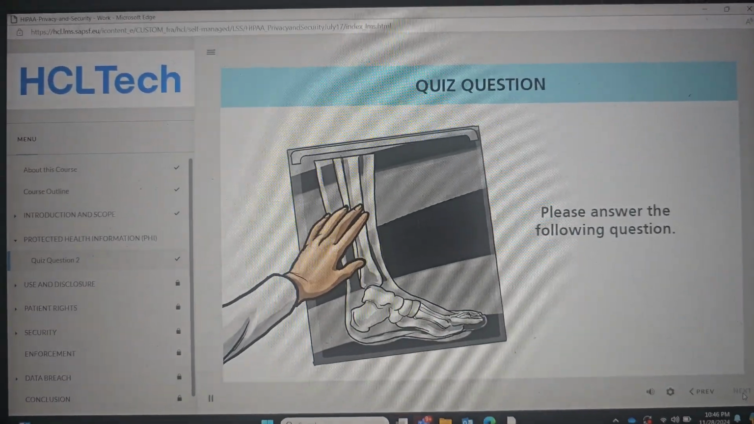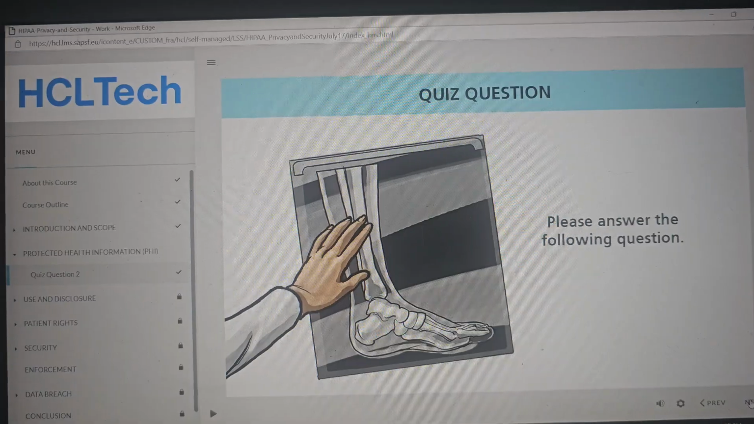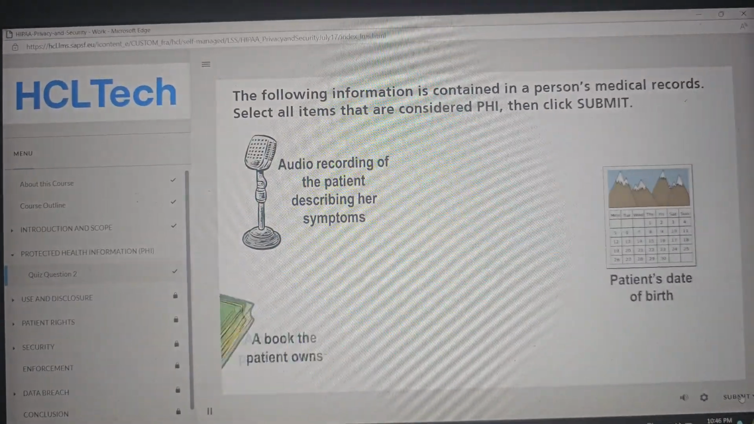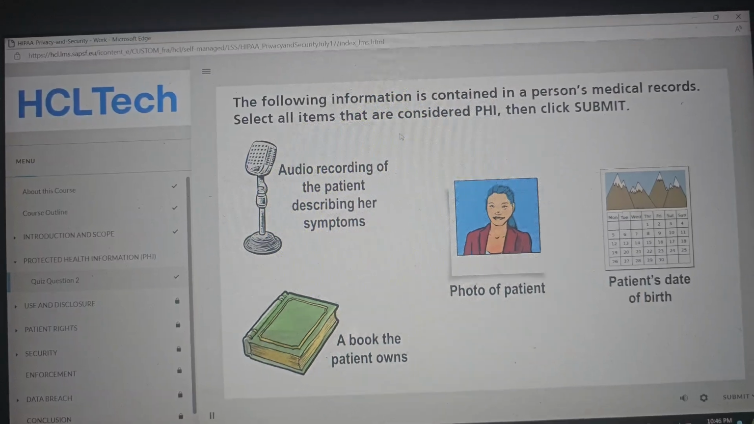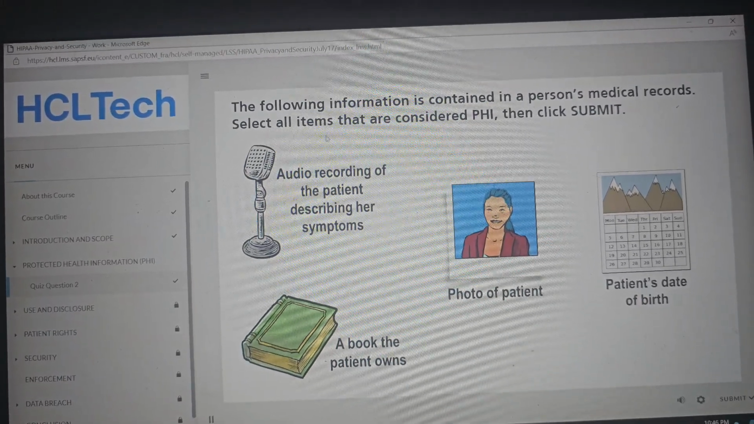Please answer the following question. The following information is contained in a person's medical records. Select all items that are considered PHI, then click Submit.